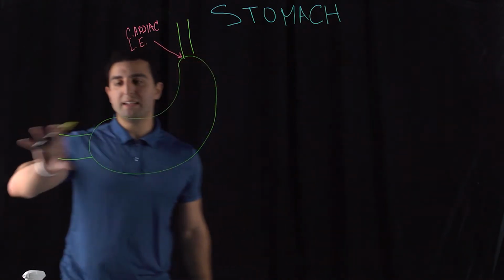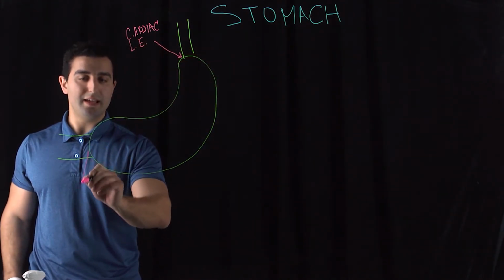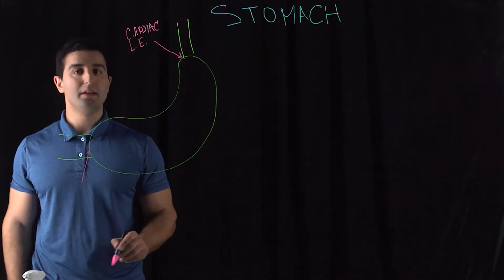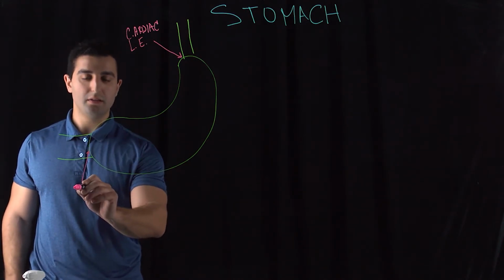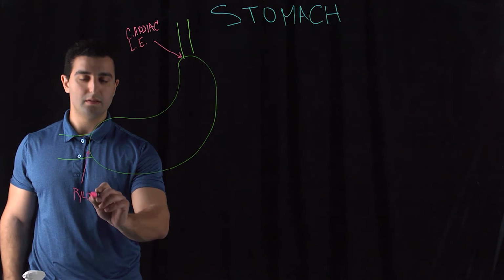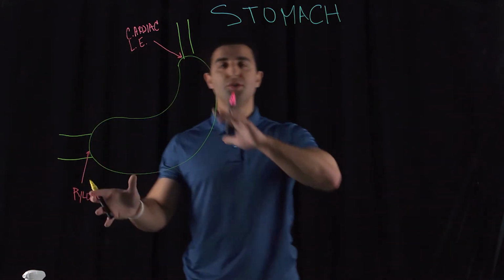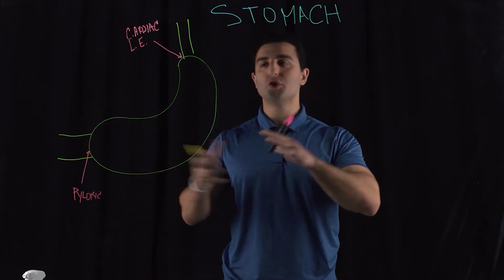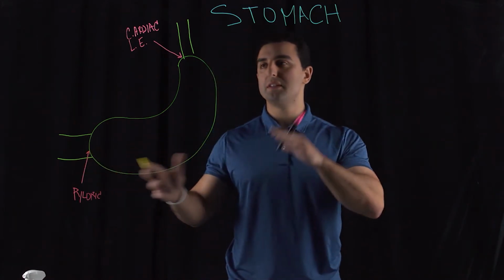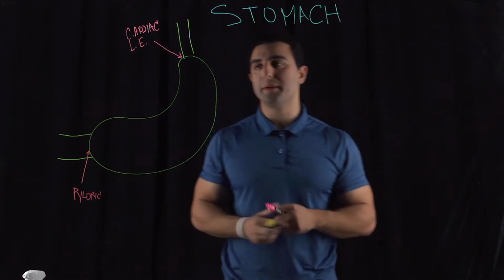Whenever the food needs to exit at this end into the small intestine, this is called the pyloric sphincter. All right. So these two sphincters play a big role in controlling the movement of this material in and out of the stomach, right?